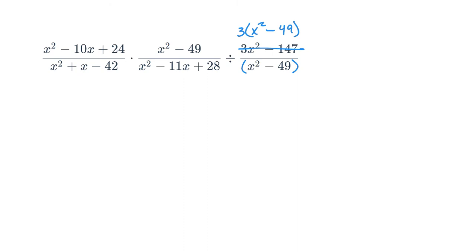We need the factors of 24 that can become 10 in order to factor this. Well, the factors that can become 10 that involve 24 are -6 and -4. So this factors out to that.